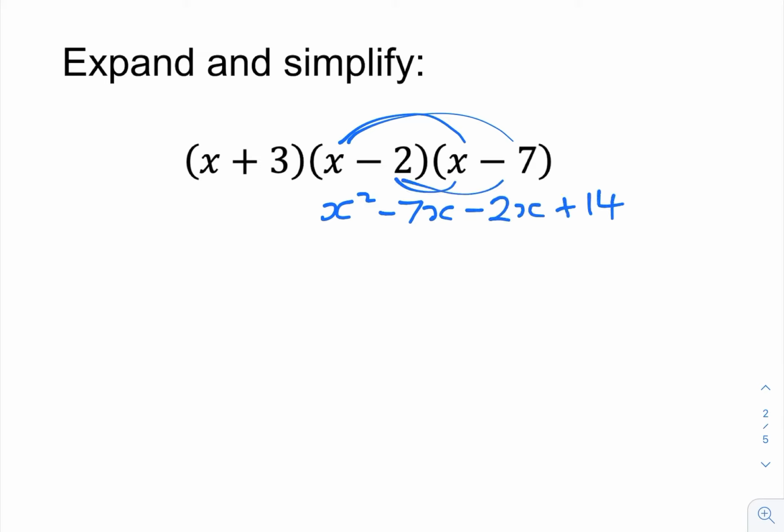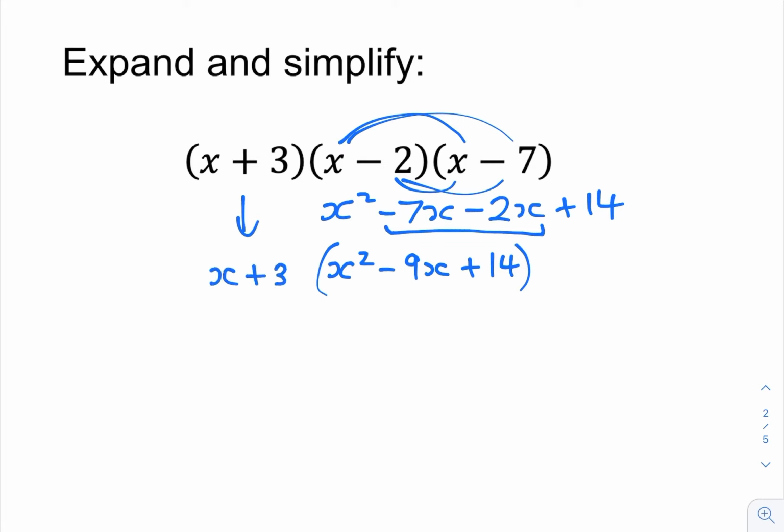Before I do anything else, it makes sense to tidy this expression up. So we'll put those two parts together. X squared, negative 7x subtract 2x leaves me with negative 9x plus 14. So I'll now return that to a bracket and I'll drop my x plus 3 down. I'm going to multiply everything in the second bracket now by firstly x and then the 3 as well.